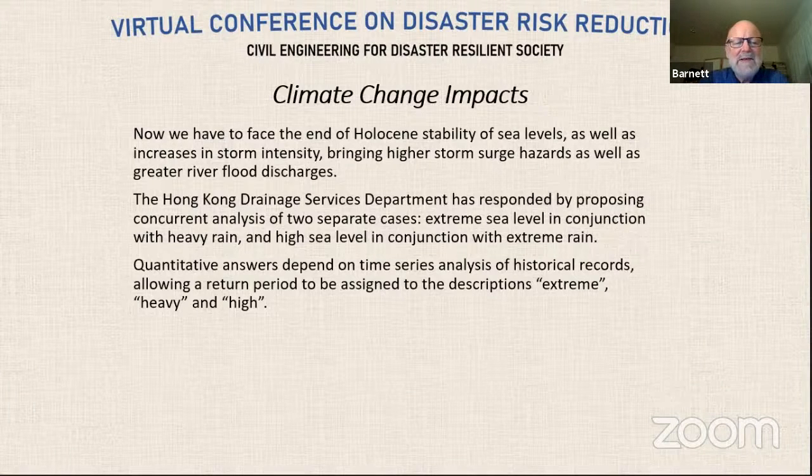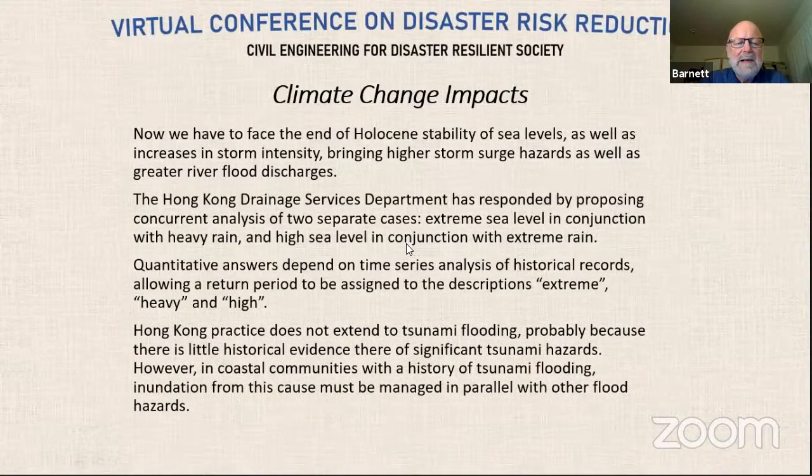So the quantitative answers depend on time series analysis of historical records. So you can actually go from the qualitative extreme, high and heavy to a return period. Hong Kong practice does not extend to tsunami flooding, because they don't have significant tsunami hazards there. But in coastal communities with a history of tsunami flooding, there needs to be management of that kind of inundation at the same time as the other floods. Click, please.